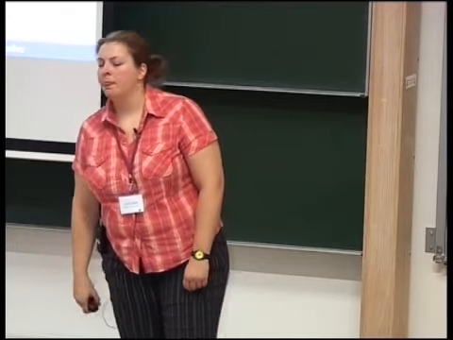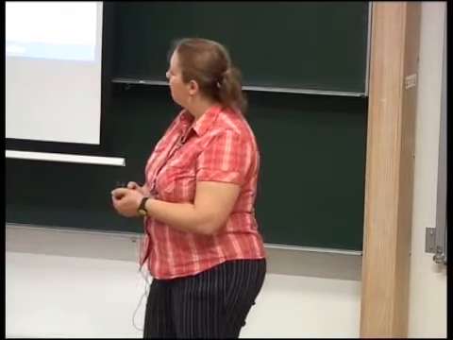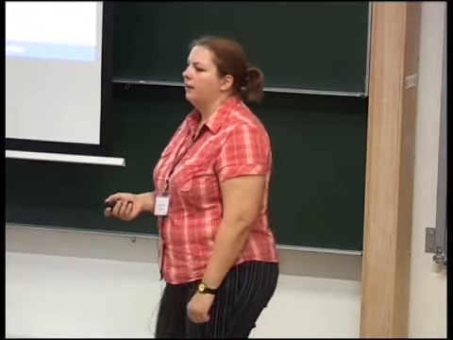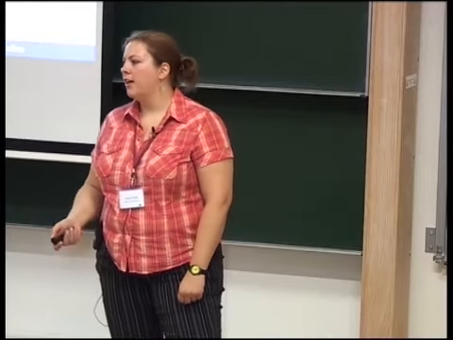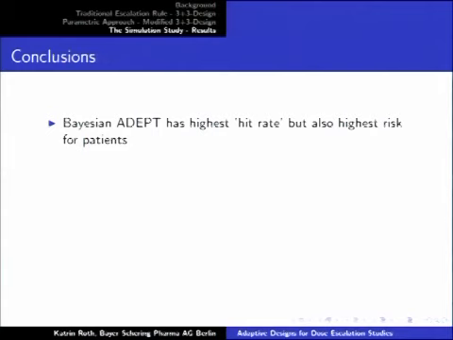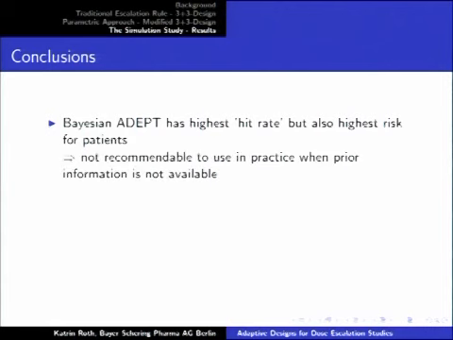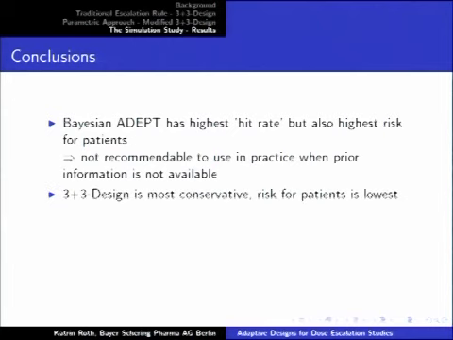So, what are the conclusions? I found out that the algorithm implemented in the software BayesAdapt has a good hit rate of finding the right MTD, but it also includes a high risk for the patients. So this is not recommendable to use in practice when we don't have real prior information, as was the case here. The 3+3 design is most conservative, and the risk for the patients is lowest.